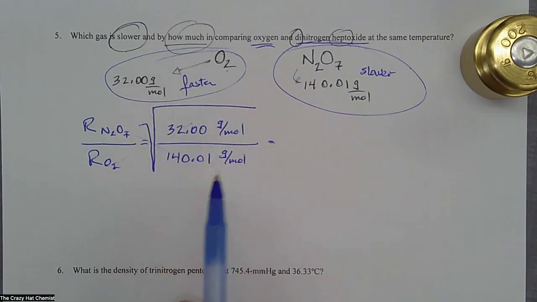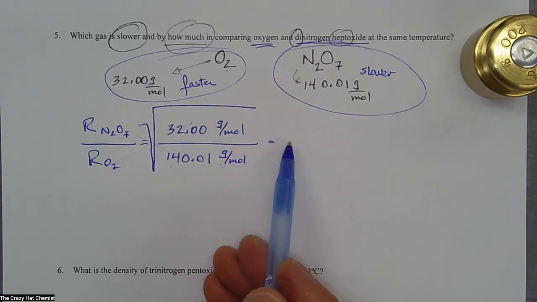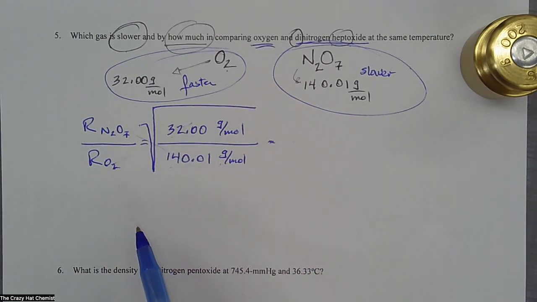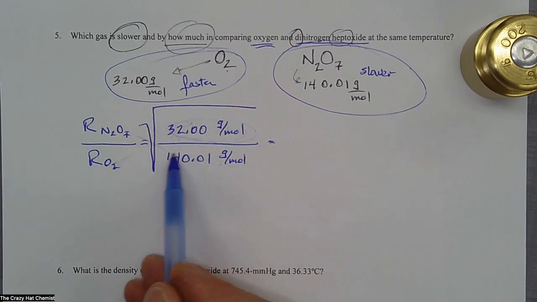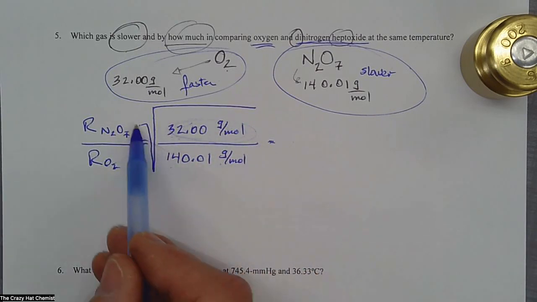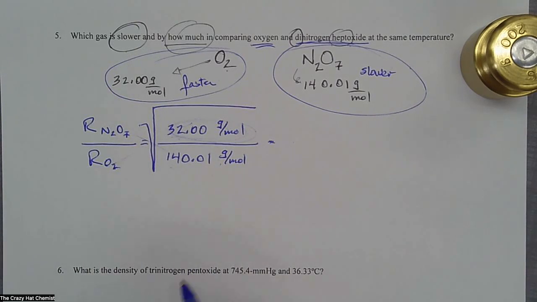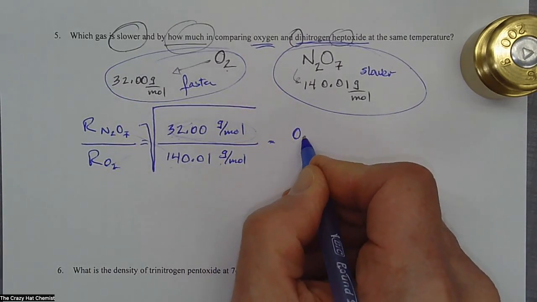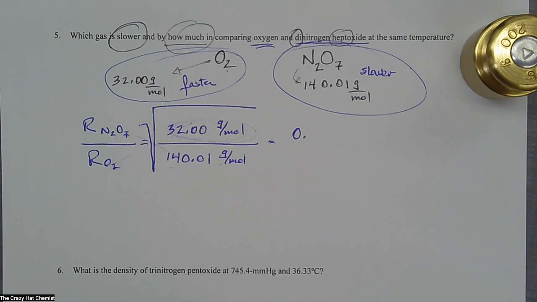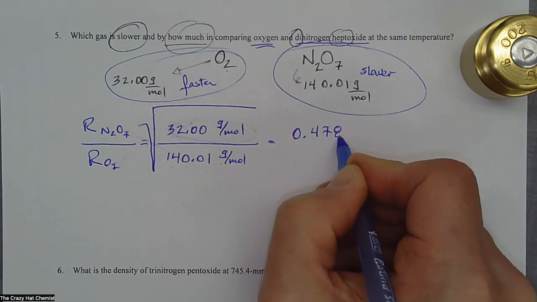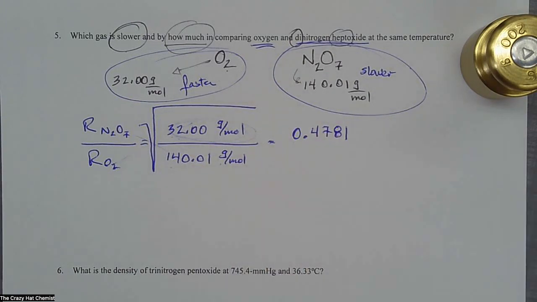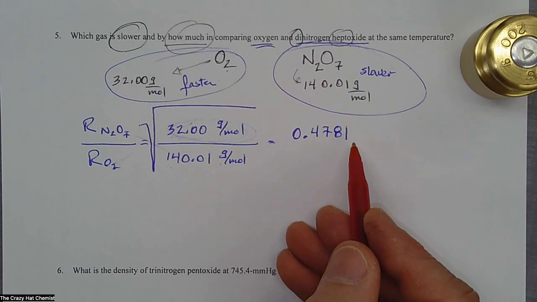One of the things here, by the way, this has 4 significant figures. This has 5. You're going to have 4 significant figures in your answer. So you're going to take 32 divided by 140.0, take the square root of that, and then you should get the following number in your calculator to 4 significant figures, 0.4781.